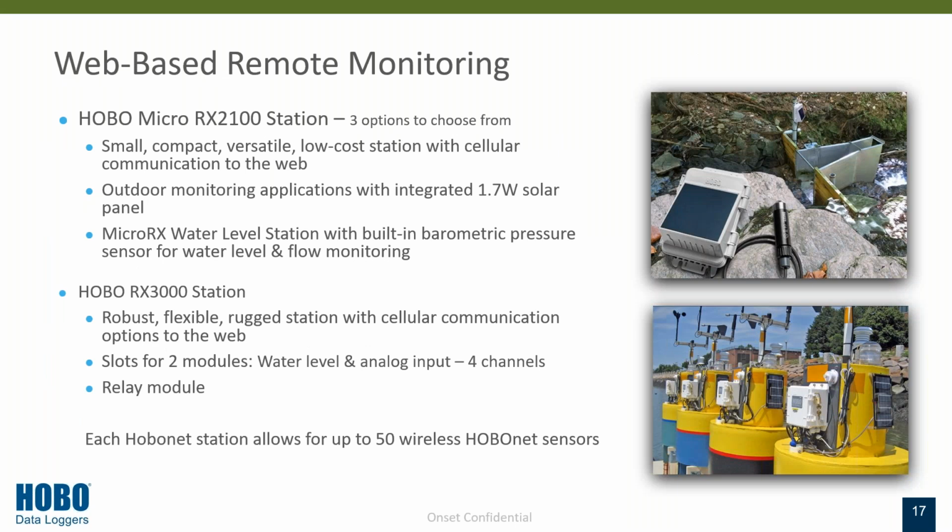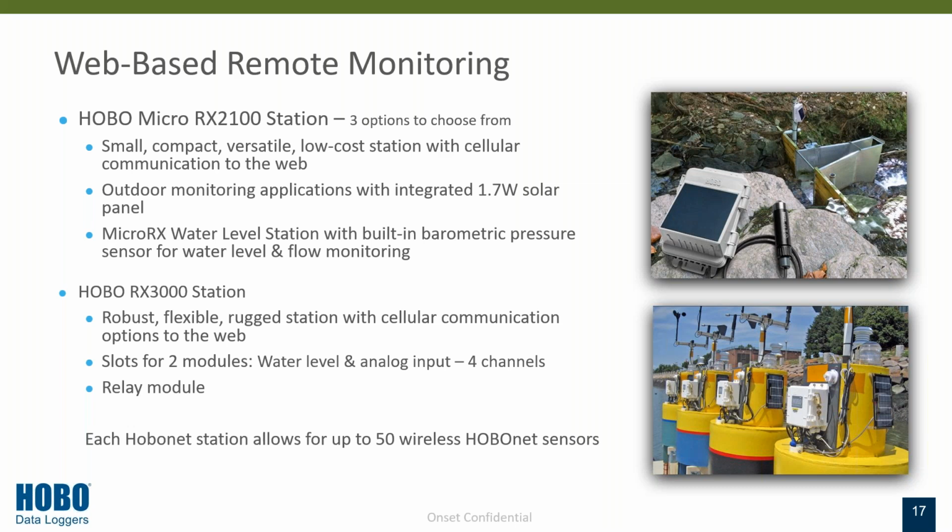Let's talk about our web-based remote monitoring stations. We currently have 2 remote stations to choose from. We have the Micro RX 2100 station, and then we have the HOBO RX 3000 station. You'll see the Micro RX 2100 station is up top. It is a small, compact, versatile station. The outdoor stations offer a built-in solar panel, but then we do also have ones with non-built-in solar panels if you're looking to do some kind of indoor monitoring.